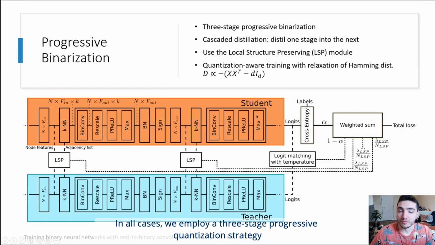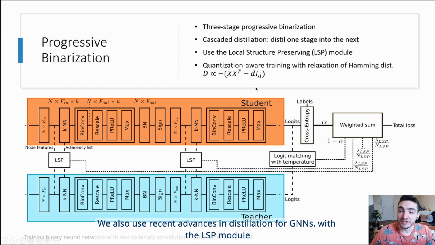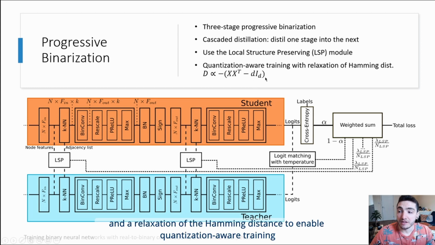In all cases, we employ a three-stage progressive quantization strategy inspired by the state-of-the-art on image CNNs. We also use recent advances in distillation for GNNs with the LSP module, and a relaxation of the Hamming distance to enable quantization-aware training.